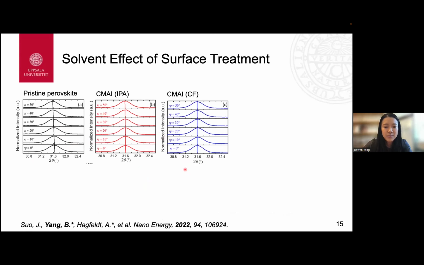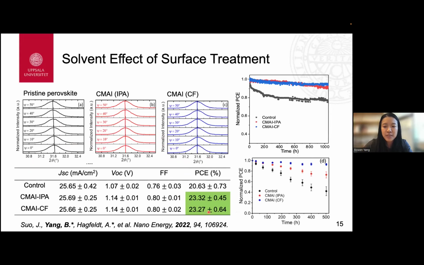Combining all the effects, we observed a dramatic improvement in both device performance and stability of the treated cells. However, despite the significant stability enhancement compared to the reference cell, the CMAI-treated devices still show noticeable degradation under only 1,000 hours MPP tracking. So this operational stability of the surface passivated FAPI cell is of course improved if you compare with the reference cell, but it's absolutely not enough, especially for the need of commercialization if you compare it with the well-established silicon cell.